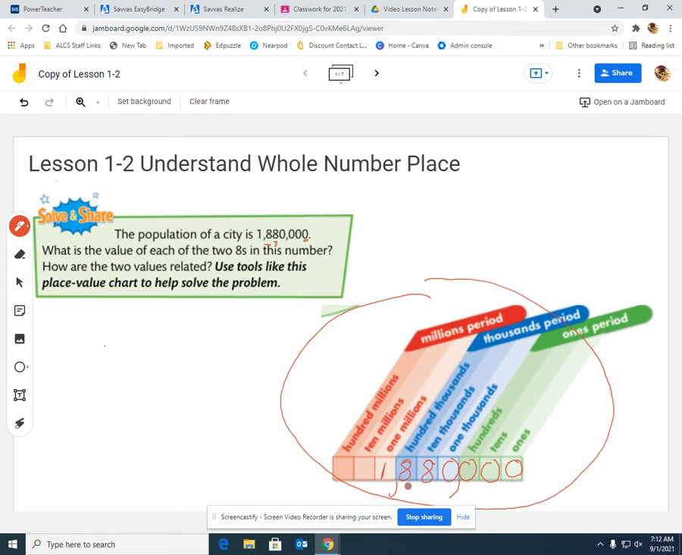So if I'm comparing the value of that 8 and the value of that 8, I am looking at one of them. This one, the larger one, is 800,000. This 8 is 80,000. So we have 800,000 and 80,000. All right, we're going to use this information to kind of help us along for the rest of today's lesson.